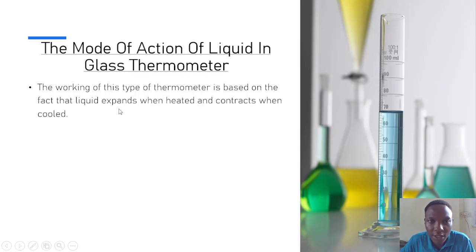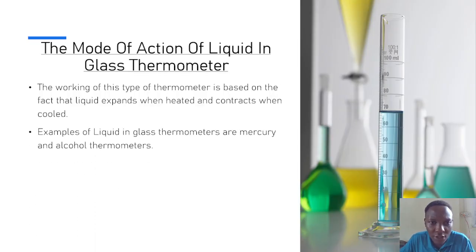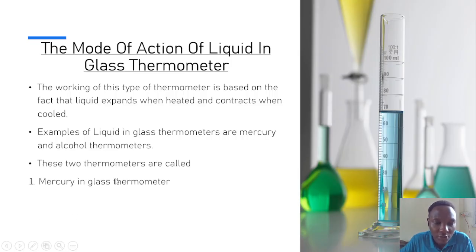So we are trying to talk about the liquid in glass thermometer, whereby the working of this kind of thermometer is based on the fact that the liquid found inside it expands when heated and contracts when cooled. Now, examples of liquid in glass thermometers are the mercury and the alcohol thermometers. These are the obvious examples. The first one is the mercury in glass thermometer and the alcohol in glass thermometer. Those are the two major types of liquid in glass thermometers.